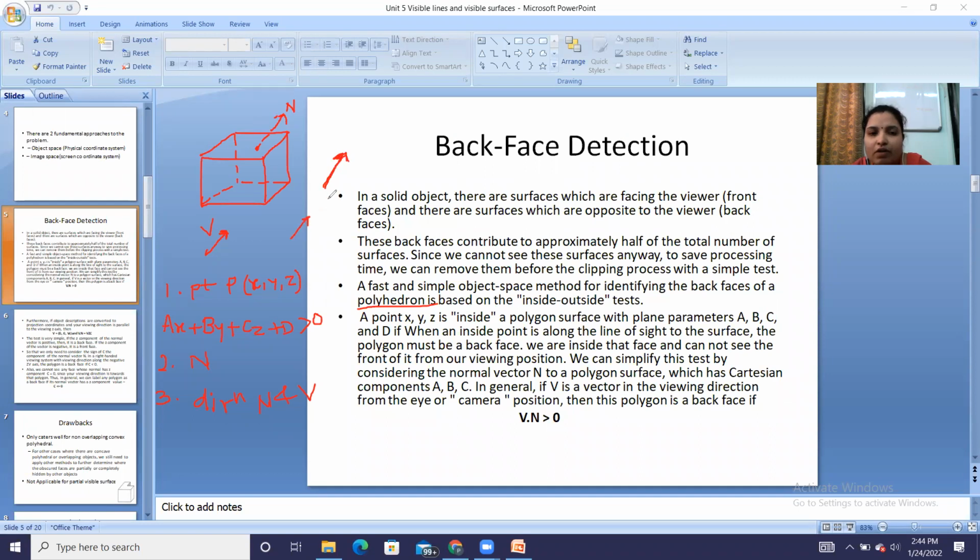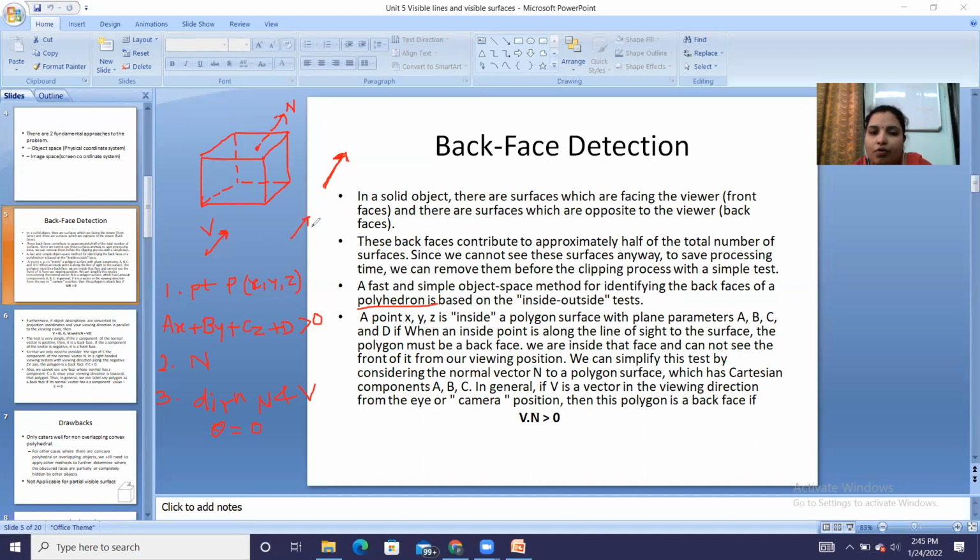So if I will make these two directions coincide on each other, what will happen? What will be the angle between them? The angle between them will be 0. So I will say theta is equal to 0 between N and V. Okay, so theta will be equal to 0 between N and V.